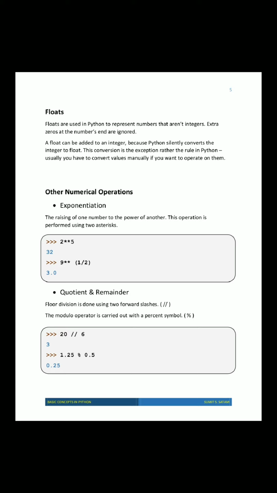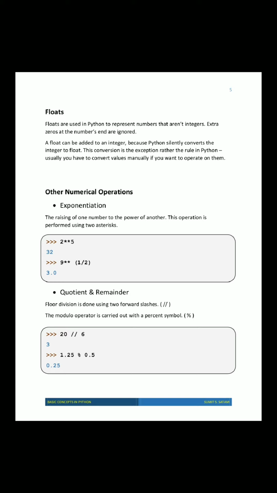Other numerical operations, like first is the exponentiation operator, the raising of one number to the power of another. So this operation is performed using two asterisks. If you want to raise 2 to the number 5, right? So 2 star star 5, that means 2 to the power 5. So this is going to give you the result as 32. If you want to find the square root of any number, let's say 9, I can write 9 star star half. That means 9 to the power 1 by 2, that is half. The answer will be in float here, 3.0.